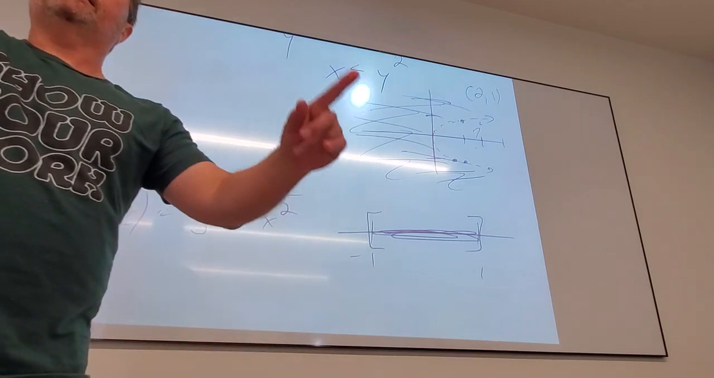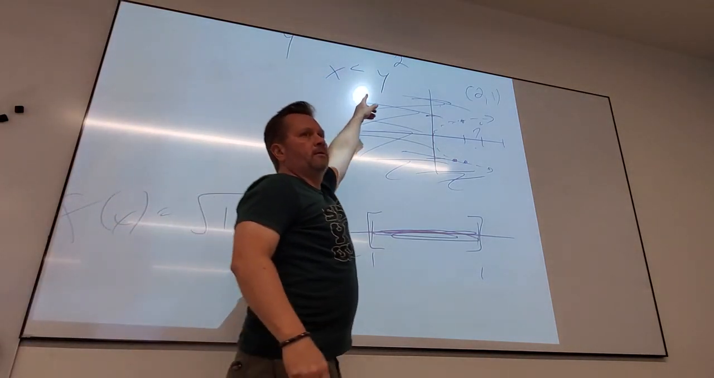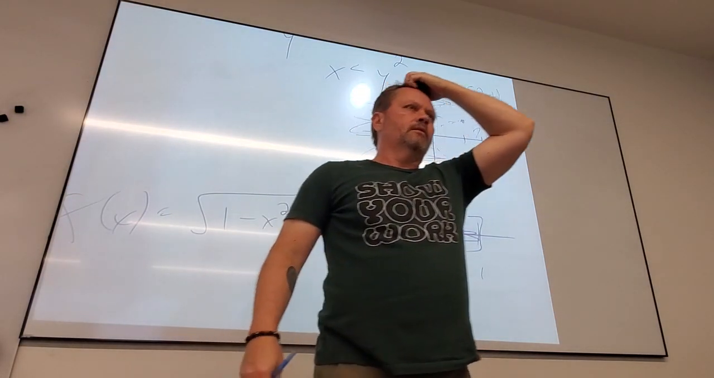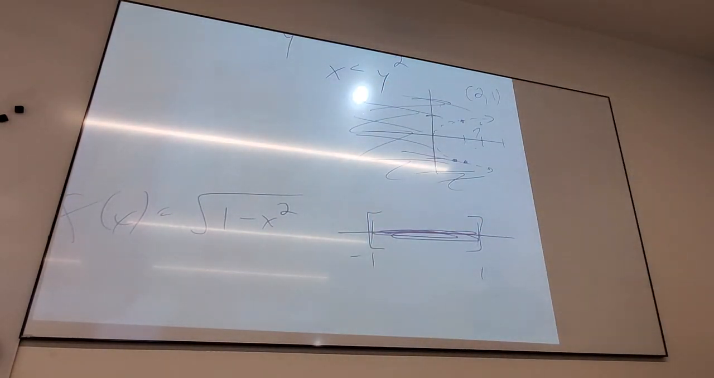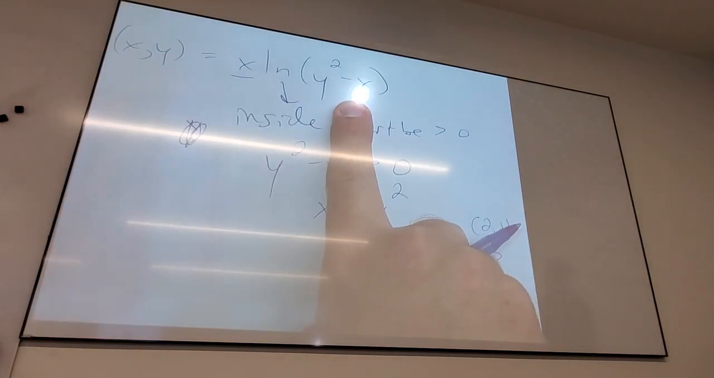Nope, that's why I made it dotted. Because am I allowed to equal? Is x allowed to equal y squared? No, so I can't use any number on the parabola either. Is that cool? If I try to use (1, 1), you all agree (1, 1) is on the parabola? What happens when I use (1, 1)?